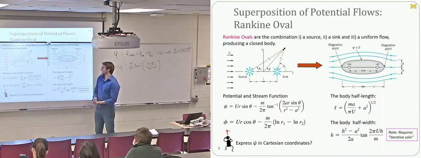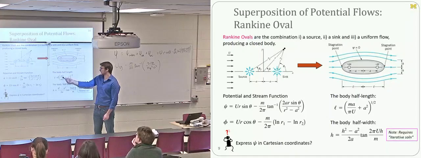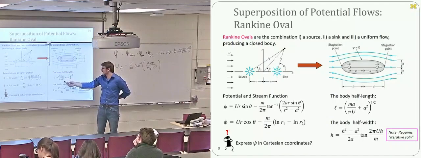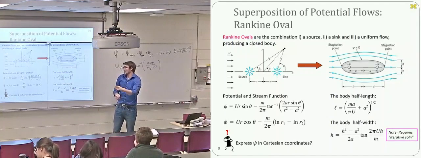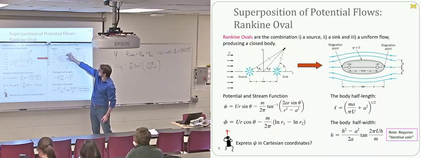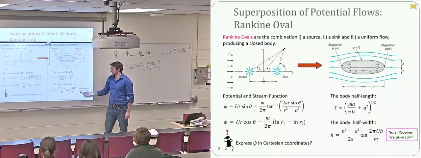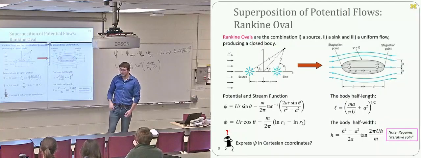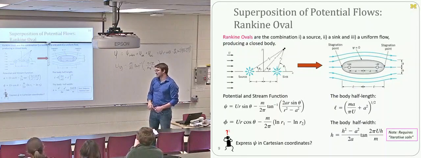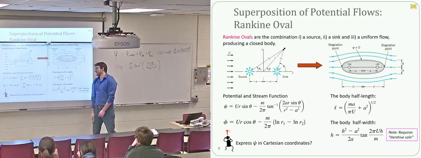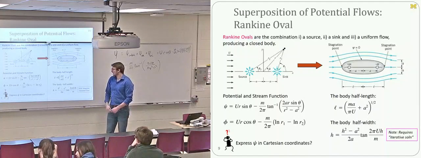And the locations of the stagnation points are functions of the strength of our source and sink, the distance away from each other at which they're located, and our free stream velocity u. The body half width, that is the width h of this at its widest point, is this really nasty expression here, which we can't actually solve directly. Right? This is a nonlinear equation, so the only way to get this is effectively by trial and error, to guess, to plug in a value h here and see if you get the same value h out, and if not, to adjust your guess.